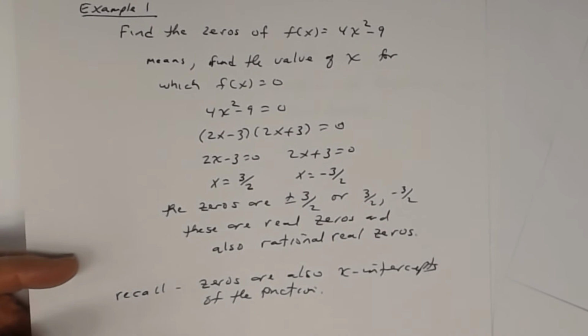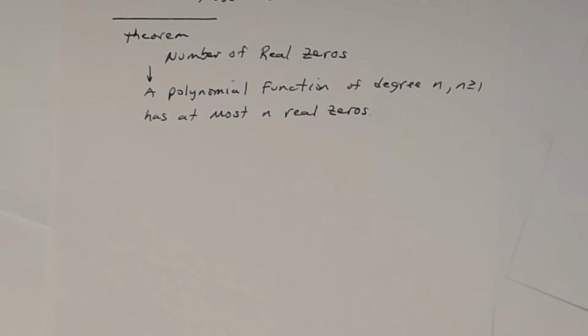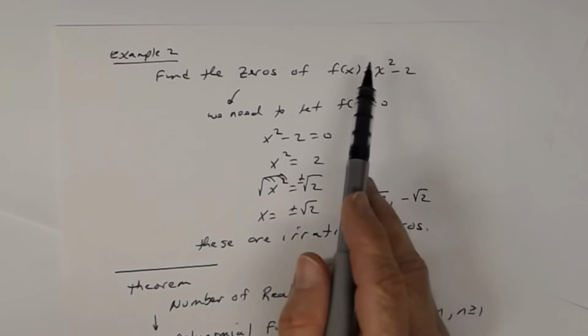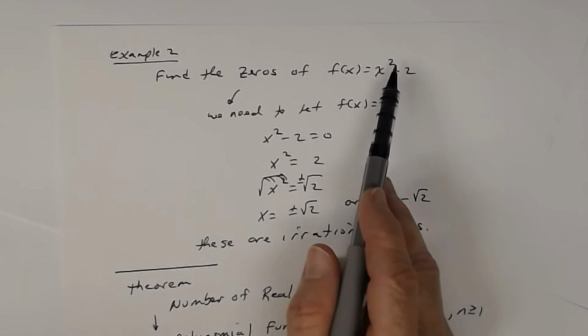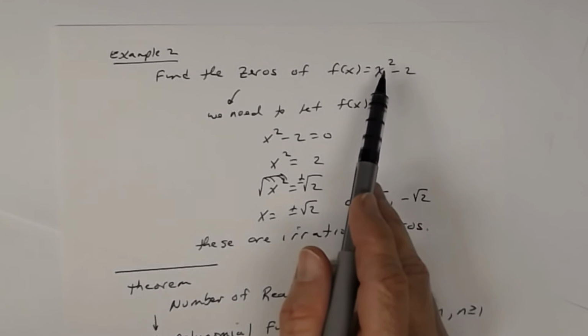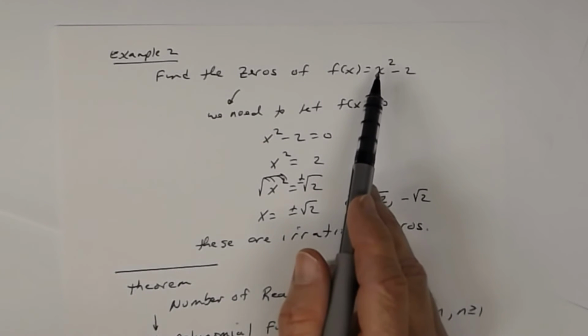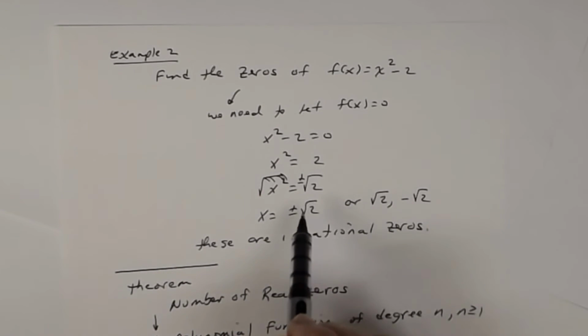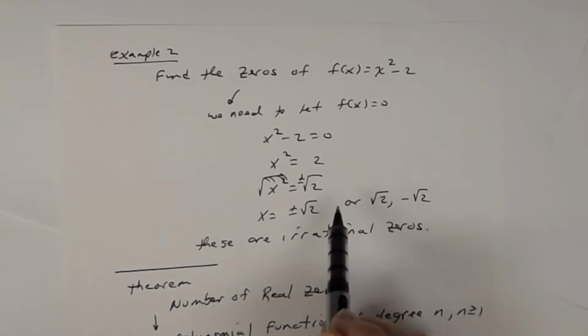The same thing for our second example. Remember, our second example was this one. Again, we had this quadratic function. It has degree 2. So according to the theorem, this function will have at most 2 real zeros. It may not have any. It could have 1, right? But it will have at most 2. It cannot have more than 2. And when we solved this, we saw it has exactly 2 real zeros. They were irrational zeros, but they were still real zeros. Okay, so let's look at example 3.